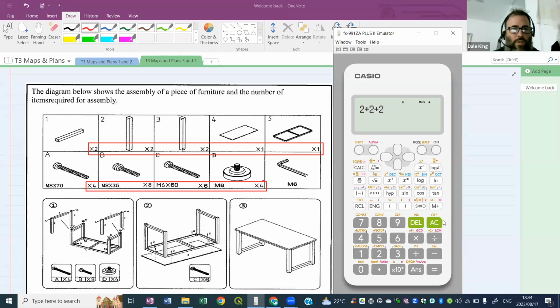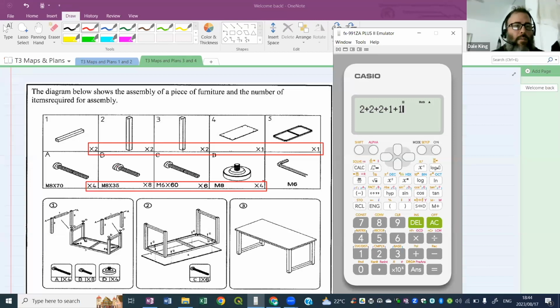Okay. 2 plus 2 plus 2. I've got the wooden pieces. Plus 1. I have a question. On the rivets down there, it says M6 times 60. Does it mean that there's also 60 parts? No, that's just the code for it, probably.